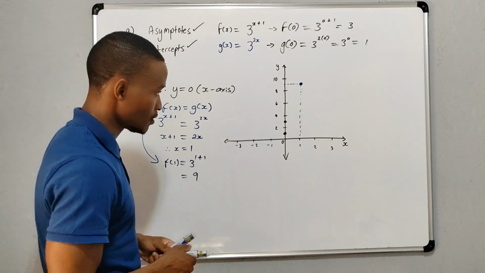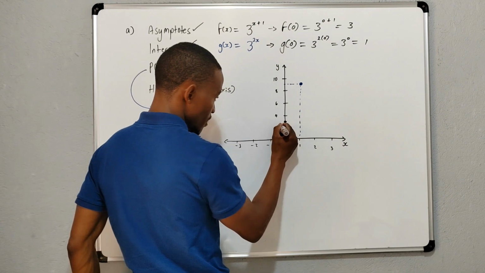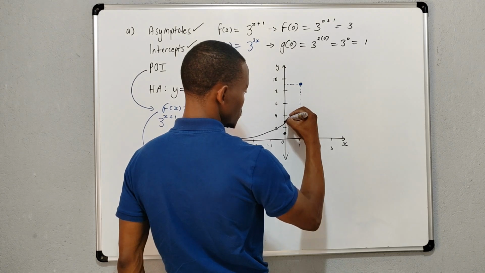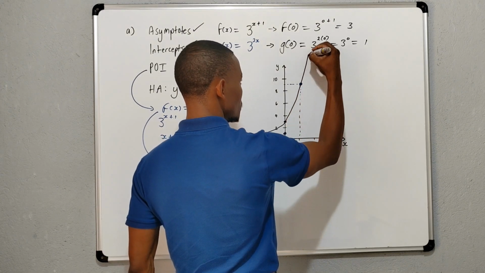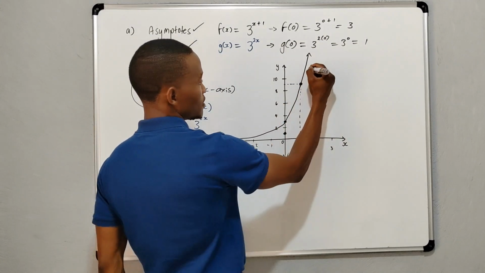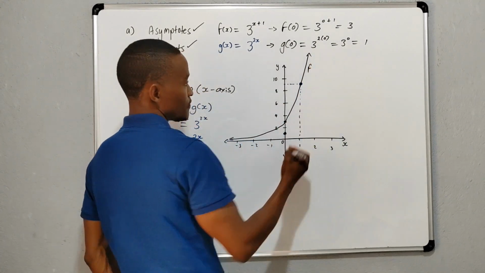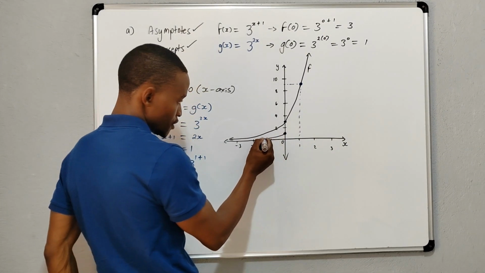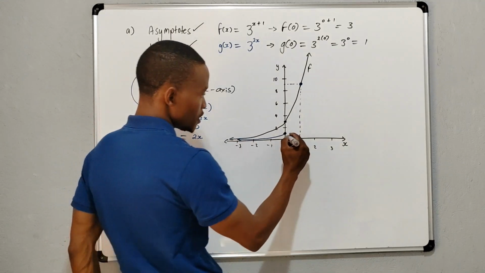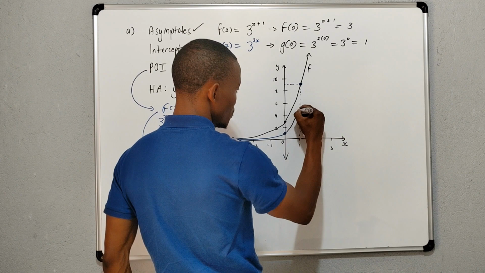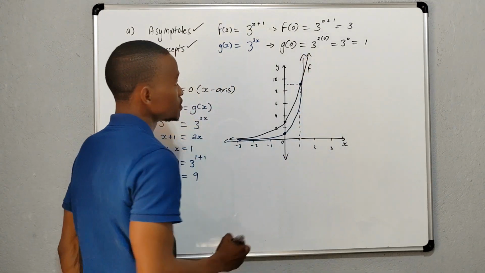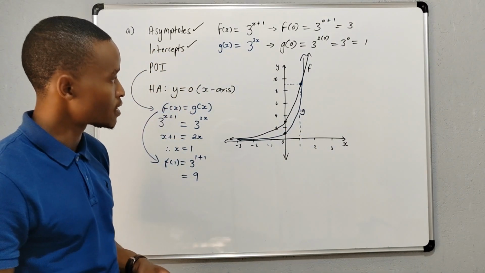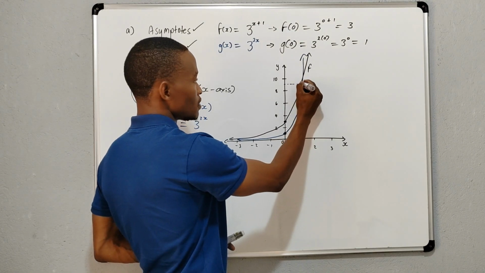Yes. Now we know that the graphs approach the asymptote, but they don't touch the asymptote. It is a boundary, so the graph goes through this point. And that is our graph f. The graph of g will also go through the asymptote. And this is g. Good, makes sense.